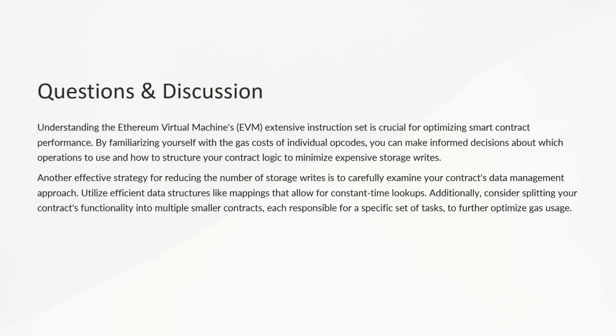Another effective strategy for reducing the number of storage writes is to carefully examine your contract's data management approach. Utilize efficient data structures like mappings that allow for constant time lookups. Additionally, consider splitting your contract's functionality into multiple smaller contracts, each responsible for a specific set of tasks to further optimize gas usage.